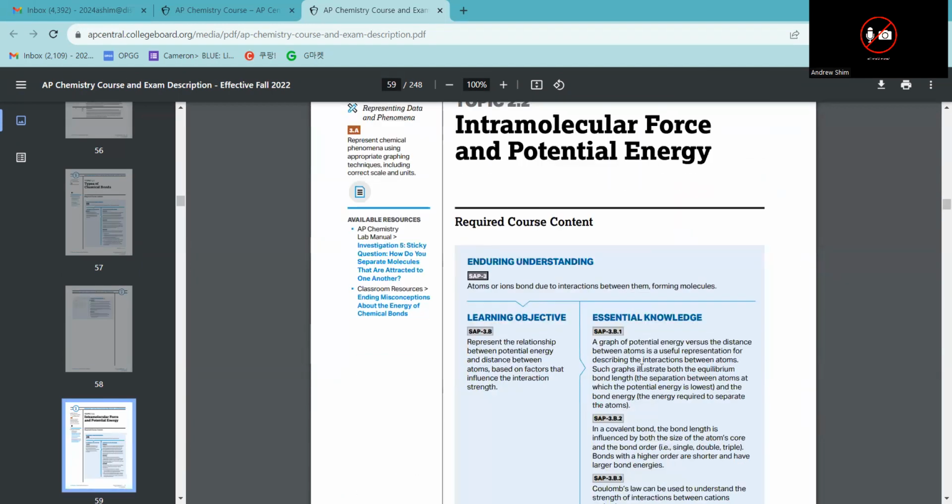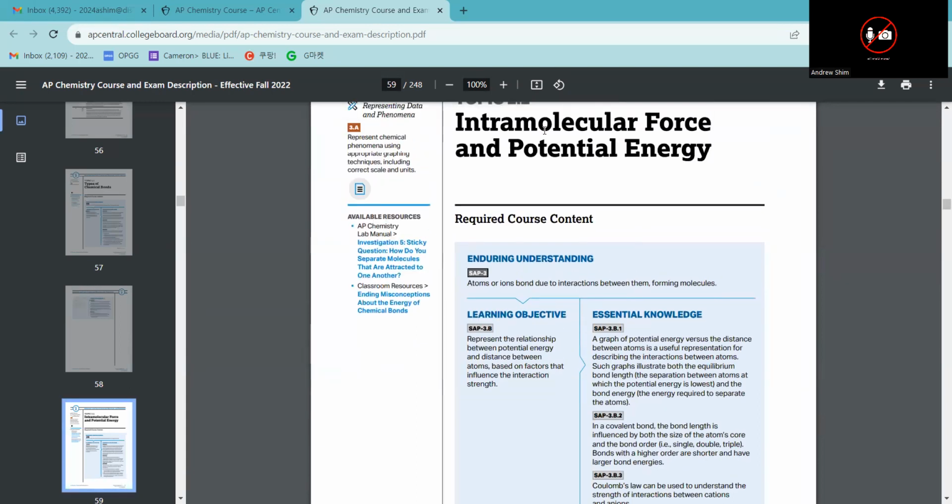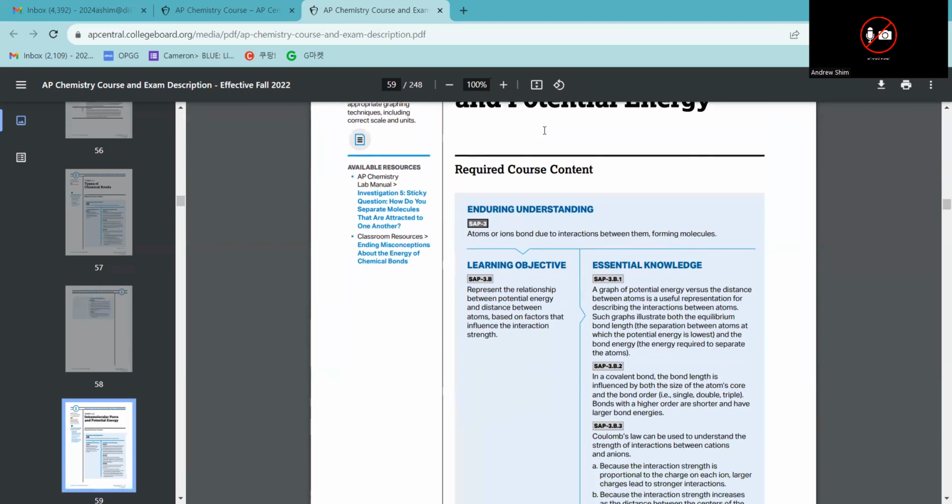And then the next is about intermolecular forces and potential energy. Intermolecular force is usually shortened as IMF, and this is a good shortened term to know for the AP exam.